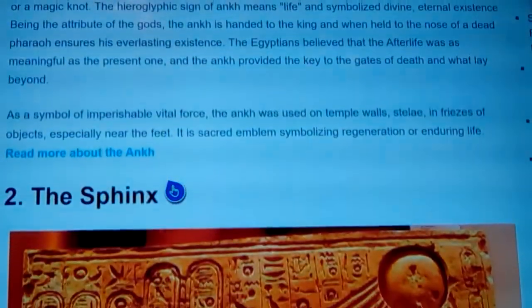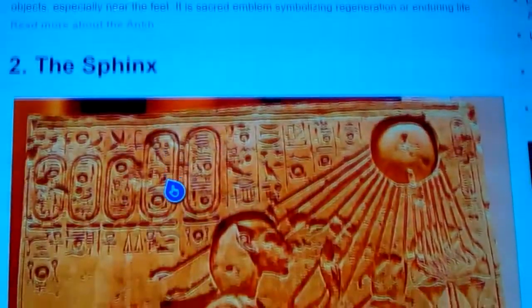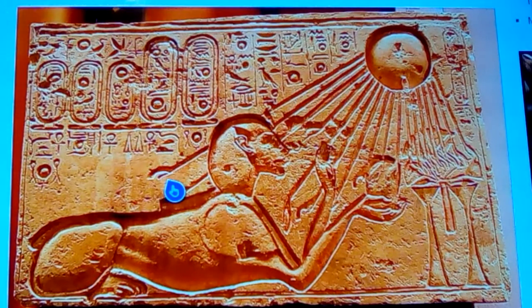So as a symbol of imperishable vital force, the Ankh was used on temple walls, on stelae, and friezes of objects, especially near the feet. It is a sacred emblem symbolizing regeneration and enduring life. I'll get some more about that later, but we'll just look here simply. You can see Ankhs all over the place in here, right? You also see this twisted rope with a little loop around it, another sacred symbol.